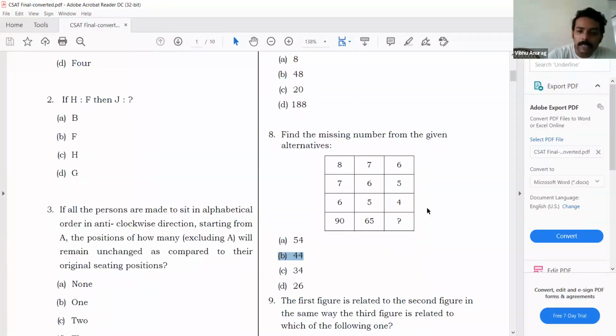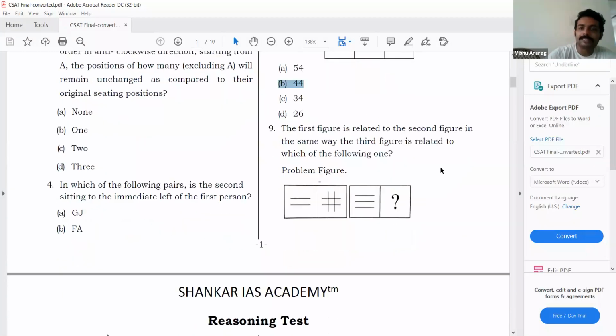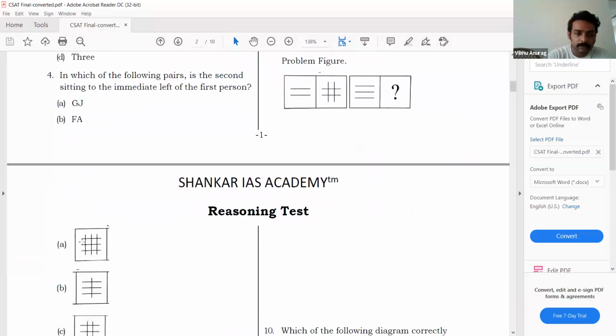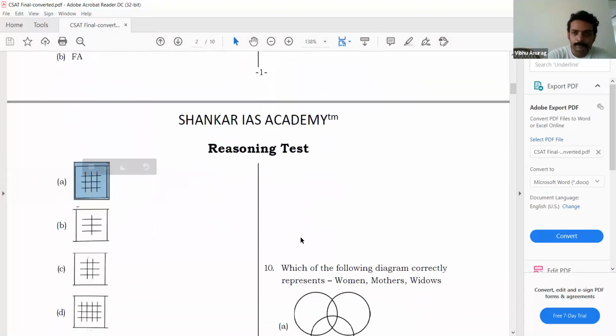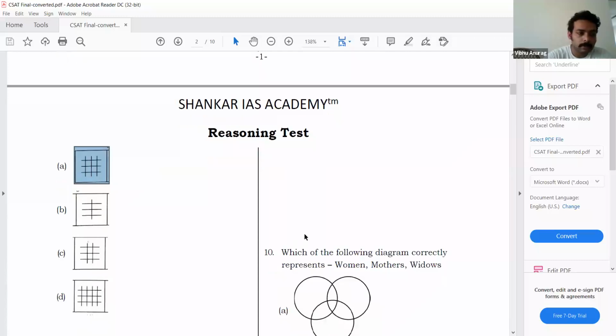Okay, fine. The ninth one: the first figure is related to the second figure in the same way the third figure is related to which of the following. In the first figure you have two horizontal lines. In the second figure we add two vertical lines. Similarly, in the third figure you have three horizontal lines. So by the same logic, you should add three vertical lines. So the answer will be A. Did you get A for the ninth one?